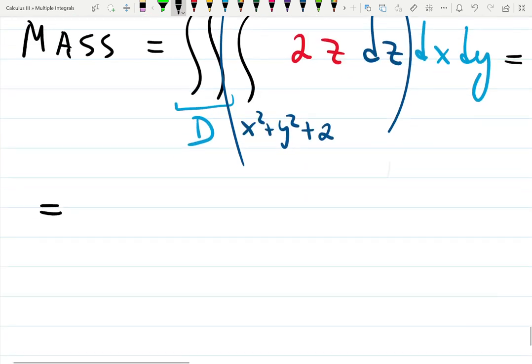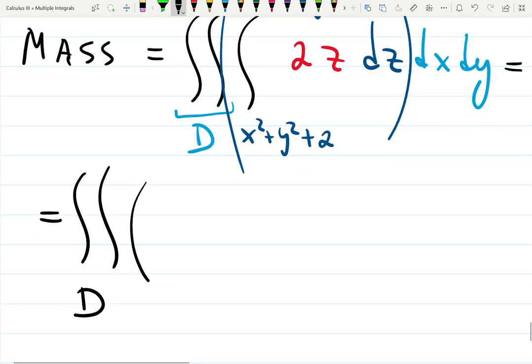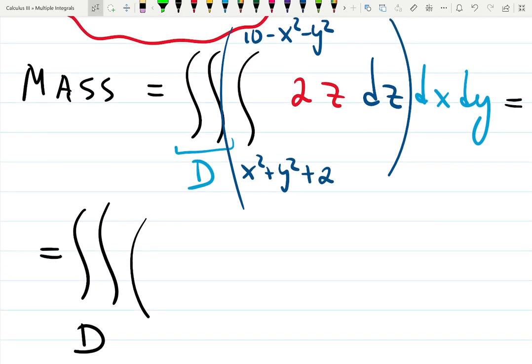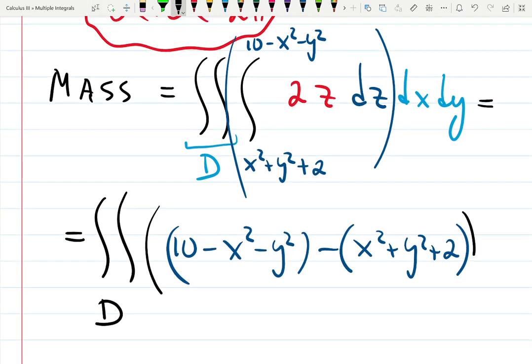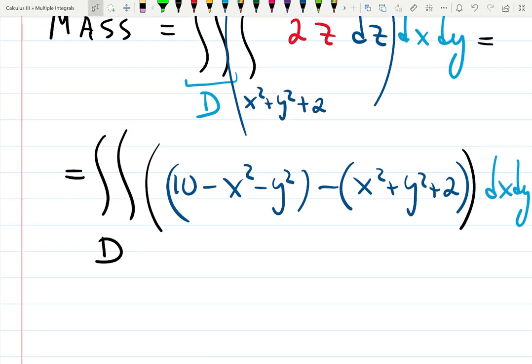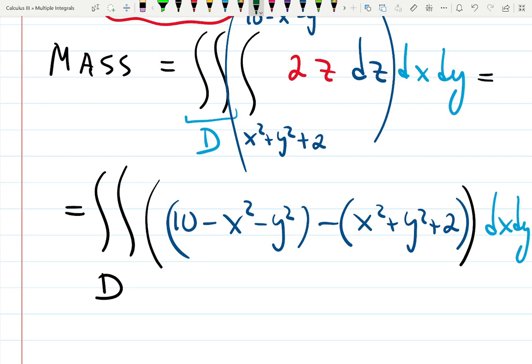This becomes the integral over D. The integral of 2z with respect to z gives z squared over 2. The 2 cancels out with 2. Now we just need to plug in the top function, 10 minus x squared minus y squared, minus, don't forget to open parentheses, that's how you mess up the result if you don't. The bottom function is x squared plus y squared plus 2, but with parentheses. And now the dx dy is still here. In this step, we're going to convert everything into dr d theta. Why do we need to square each one? Because it's z squared over 2 times 2, which gives you squared and squared. Thank you. Let me put it in the same color.